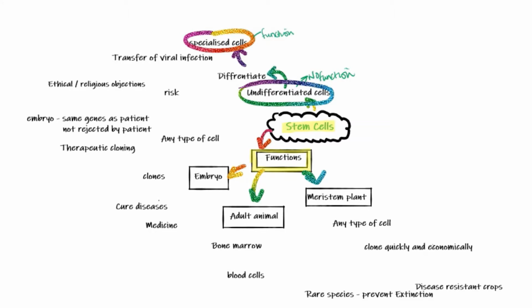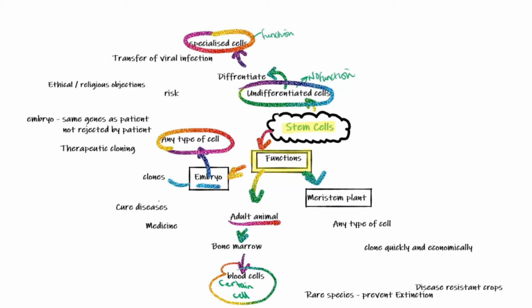Stem cells that are found in the embryo are involved in lots of medical research. These types of cells can change into any type of cell. Adults also have stem cells, but these are only found in the bone marrow. Unlike embryonic stem cells, adult animal stem cells can't turn into any type of cell. They can turn into only certain cells, such as blood cells.